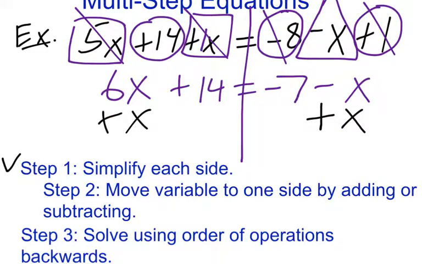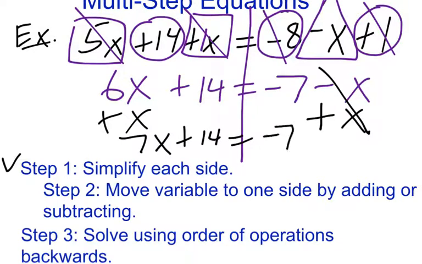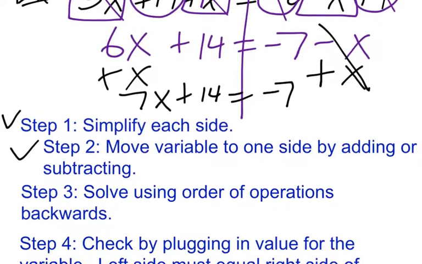So I'm going to add x to both sides, and negative x plus x is nothing, so these cancel out, which is what I want. And 6x plus 1x is just 7x, and I bring down the plus 14. And what's left? Negative 7. So I'm done with step 2. Now I'm on step 3.